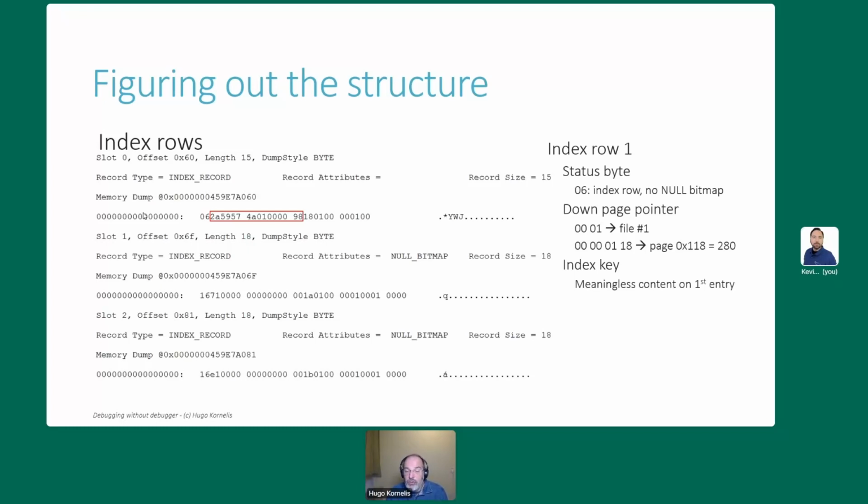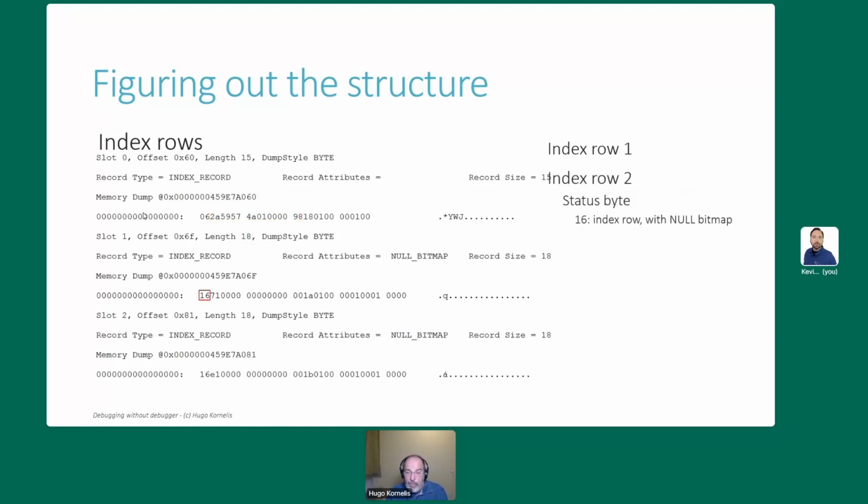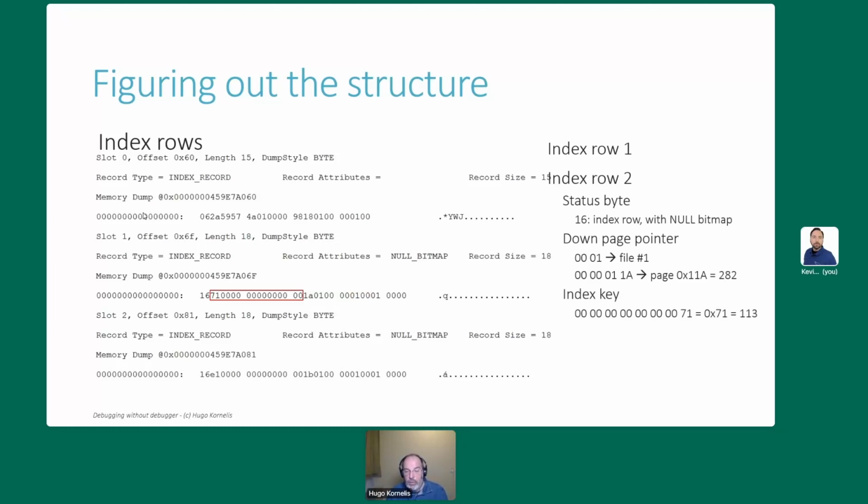But for every next row, it becomes irrelevant. So for row number 2, the status byte changes to an index row with a null bitmap. And we see at the end that there is additional data there. So we have the same page pointer to the next page, in this case page 282. And we have an actual value there, hexadecimal 71 or decimal 113.